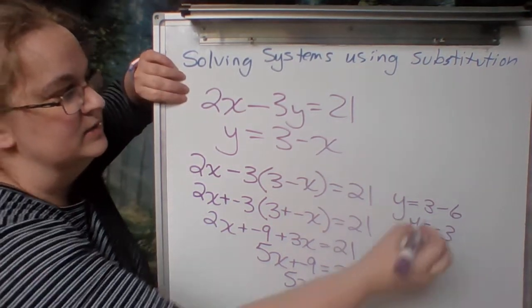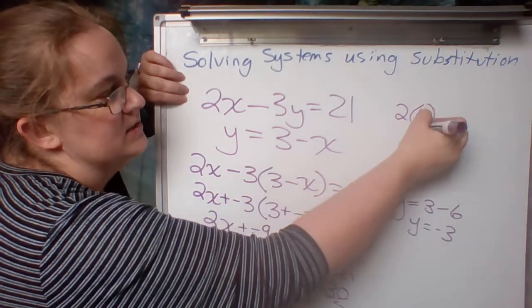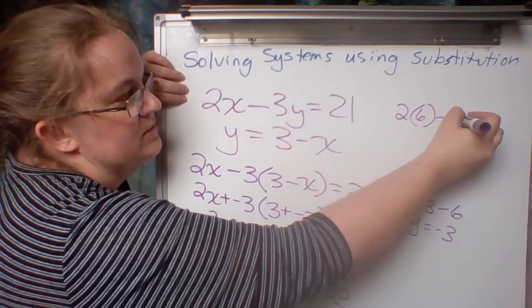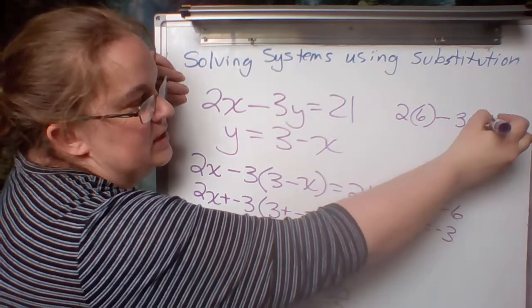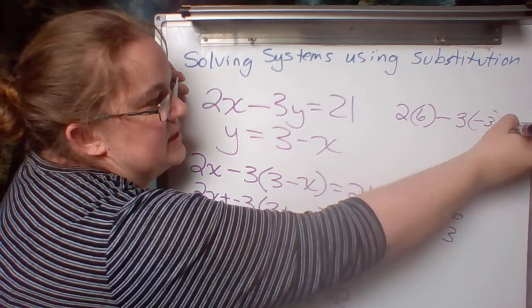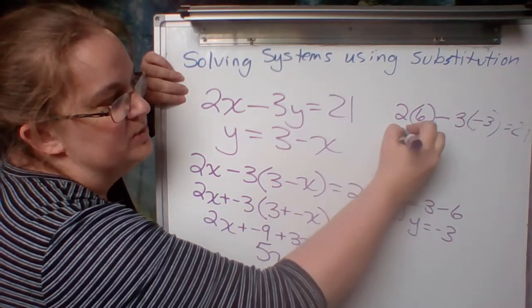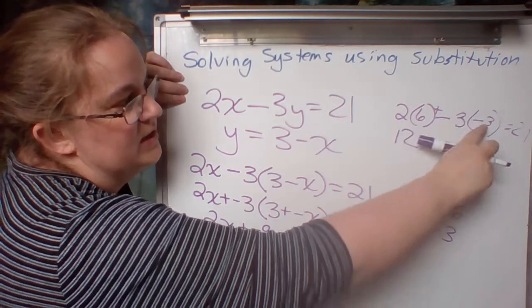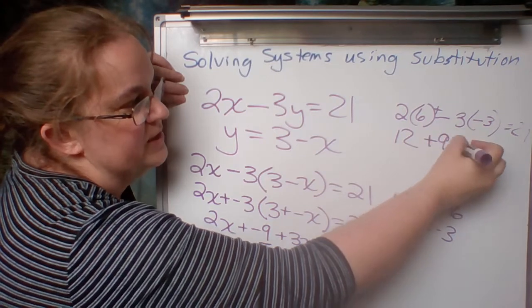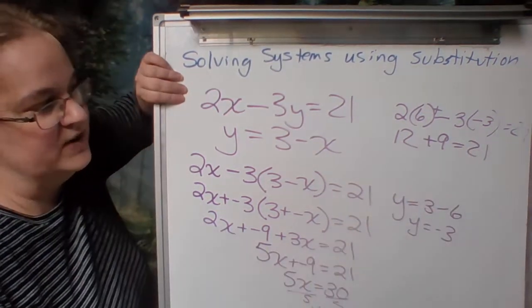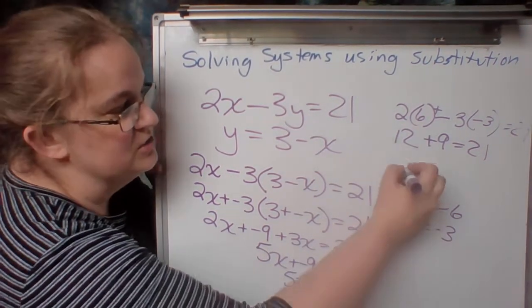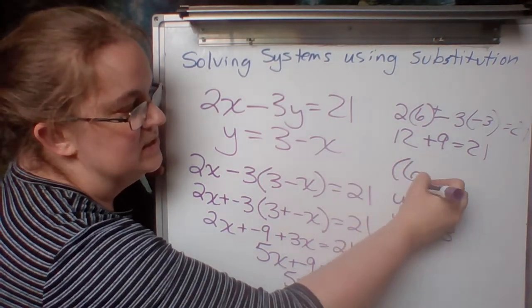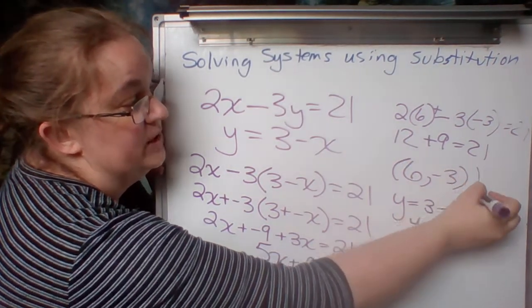So let's check. 2 times 6 minus 3 times negative 3. Does that equal 21? That would be 12 minus this, again, plus the negative. A negative times a negative is a positive, so that's plus 9. And it does, in fact, equal 21, so that is my solution set. So x is 6 and y is negative 3.